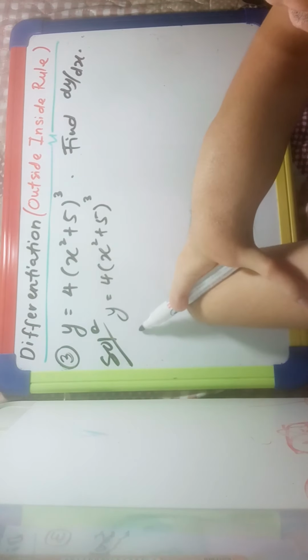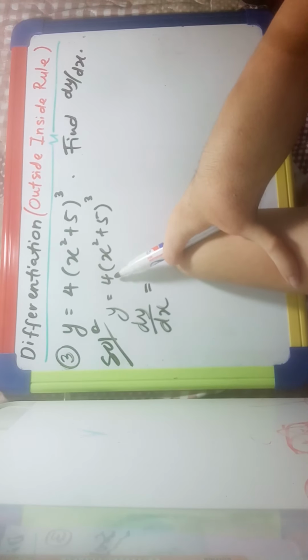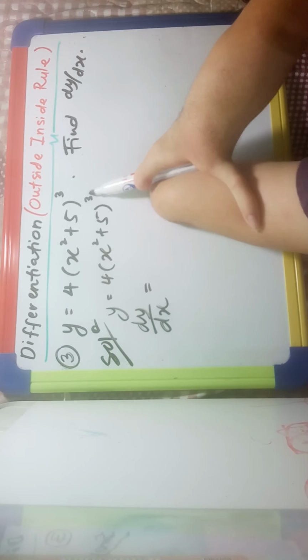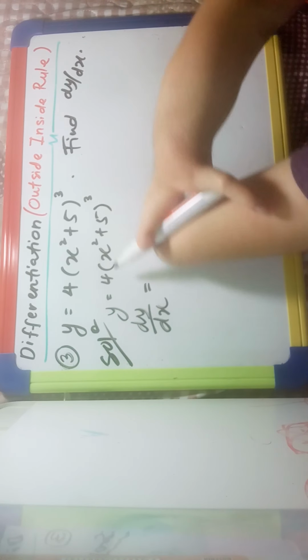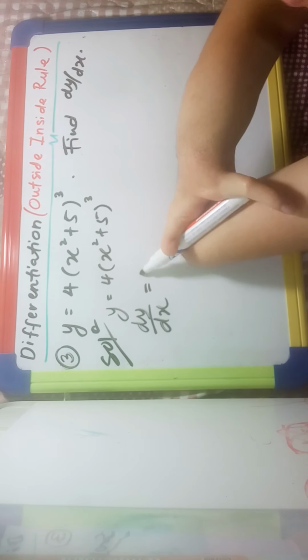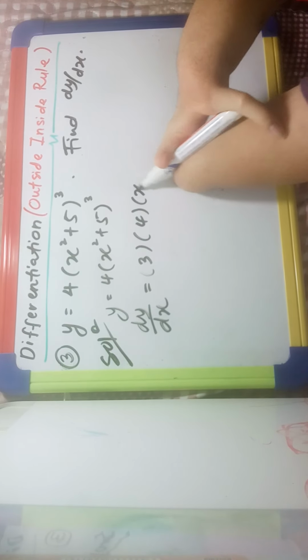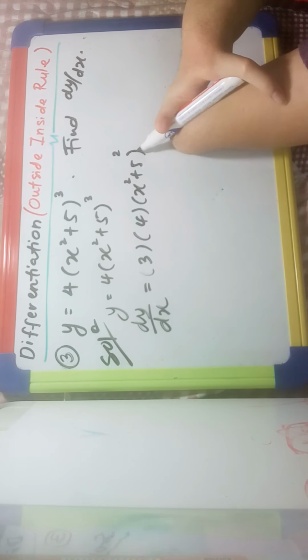When you want to apply the outside and inside rule, do you see this constant 4? No need to differentiate the constant outside, leave it alone. What does it mean by that? Meaning that when you want to differentiate outside, focus on the power. Power go down, power minus 1. So 4 leave it alone, power goes down, 3. So 4 is there, x square plus 5, then 3 becomes 2. This is the outside part.